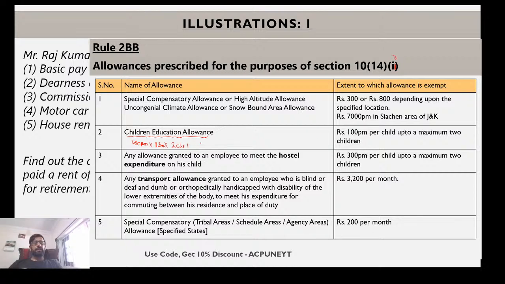Is it clear? So if you are having two children, you can claim 2400 rupees maximum deduction. Okay, sir, we got it.